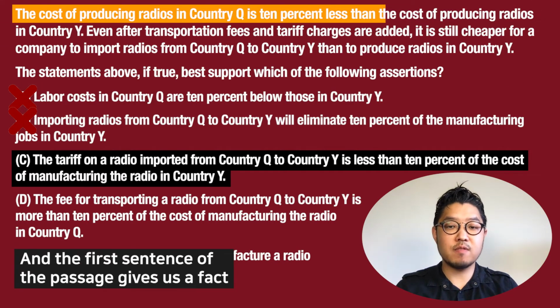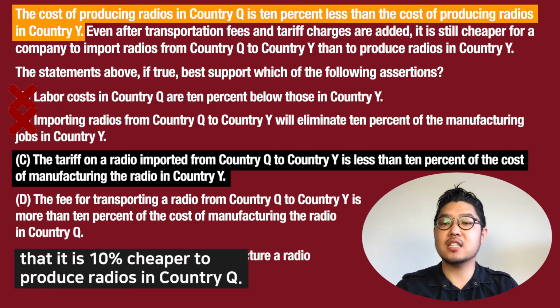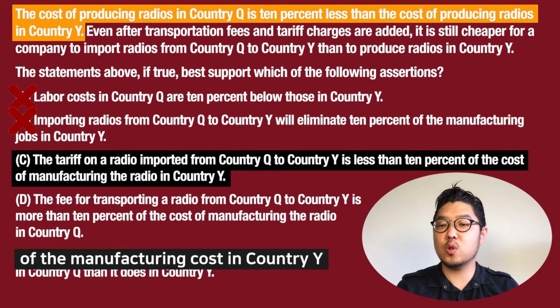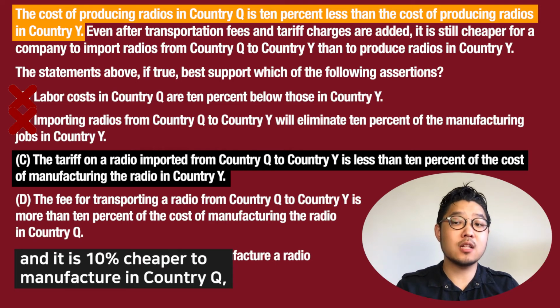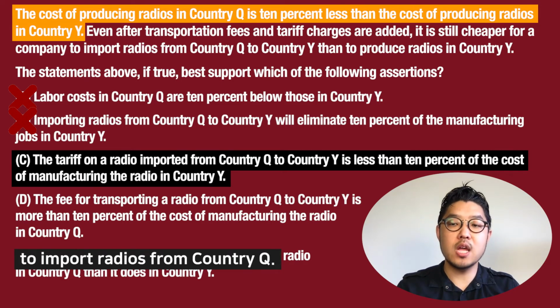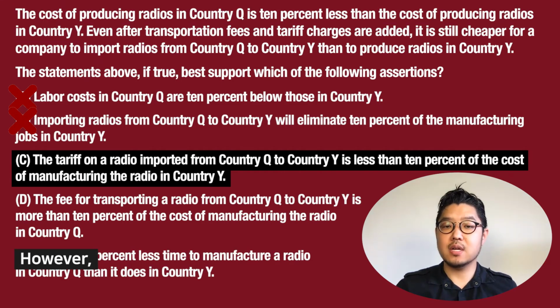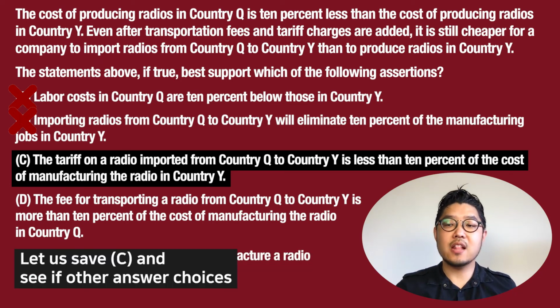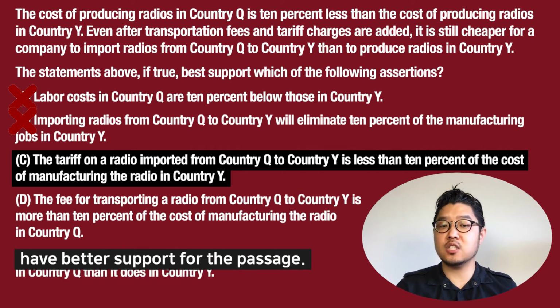And the first sentence of the passage gives us the fact that it is 10% cheaper to produce radios in country Q. Because the tariff is less than 10% of the manufacturing cost in country Y, and it is 10% cheaper to manufacture in country Q, we can deduce that it is cheaper to import radios from country Q. However, C does not talk about the additional cost of transportation fees. Let us save C and see if other answer choices have better support for the passage.